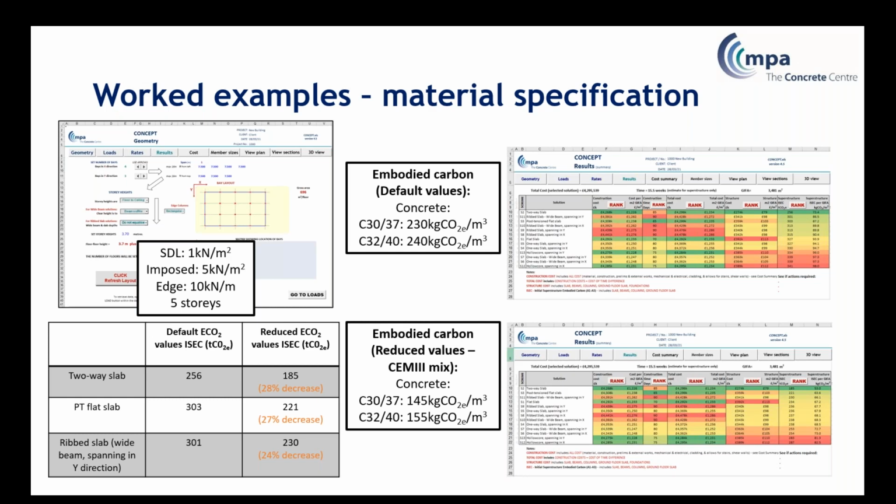By specifying a different concrete mix, but without altering our designs in any other way, we can achieve reductions of around 25 to 30% in our embodied carbon. Just to note here that I've only altered the values for C30/37 and C32/40 concrete. If you are using higher strengths for your columns or have specific data for hollow core planks, then these values can be amended as well.